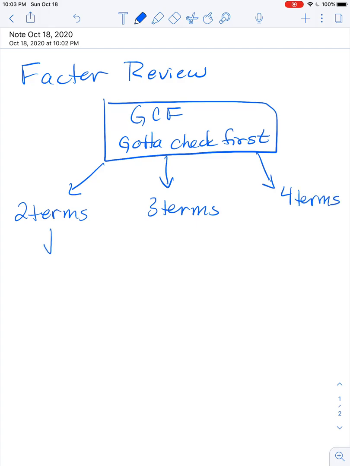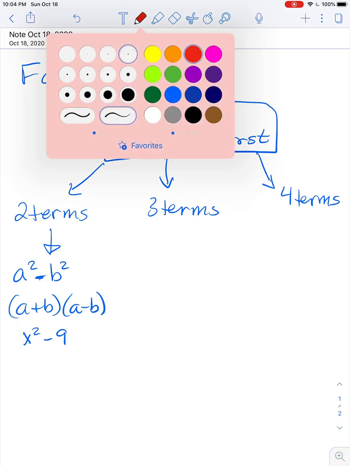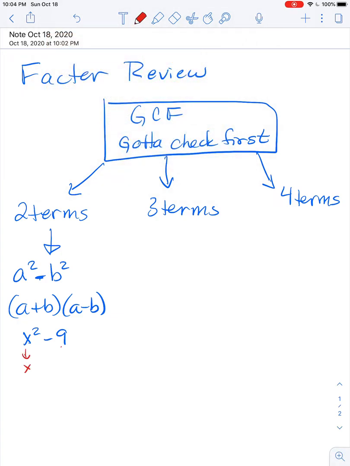Because at this point, if it's 2 terms, you're looking for it to be what we call the difference of 2 squares, where it's the difference, subtraction, of 2 things that are perfect squares. And then that would break down or factor into a plus b, a minus b. So a simple example of that would be x squared minus 9. It's the difference of 2 perfect squares. This is going to be the perfect square of x, and this is the perfect square of 3. So my factors are x plus 3, x minus 3.